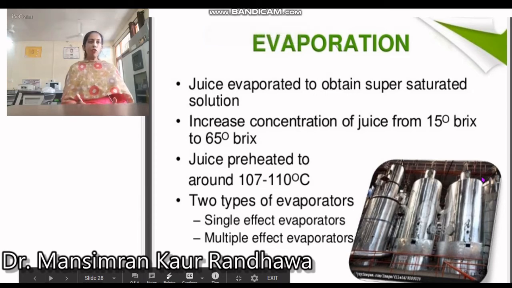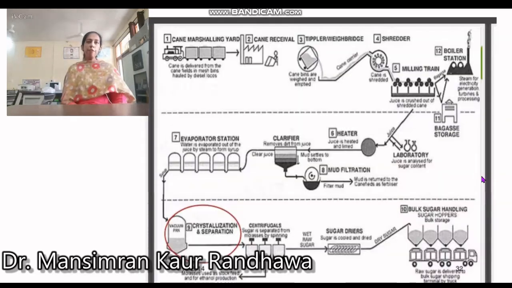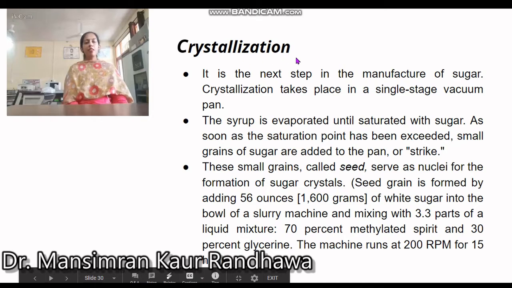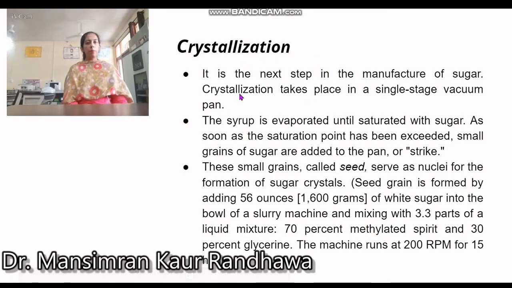So we were talking about evaporators. After the evaporation, after the juice has become concentrated to 65-degree brix, it is sent here for crystallization and separation in the vacuum pans. Crystallization is the next step in the manufacturing of sugar.